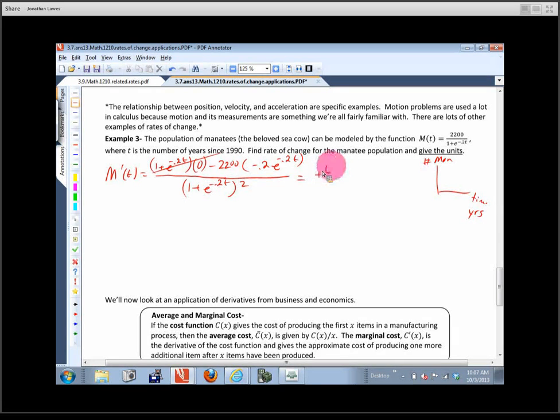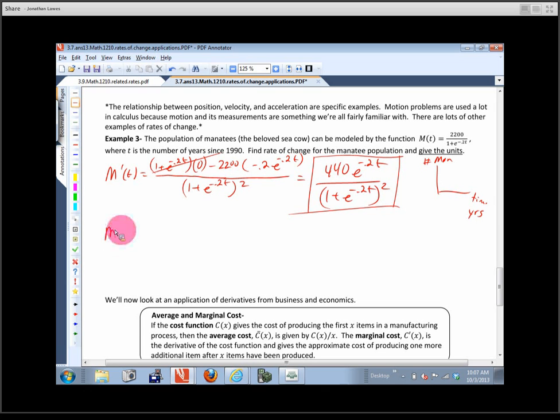440 times e to the negative 0.2t, all over 1 plus e to the negative 0.2t, quantity squared. The two negatives are there. Everybody got it? So really not too terribly difficult to get this.